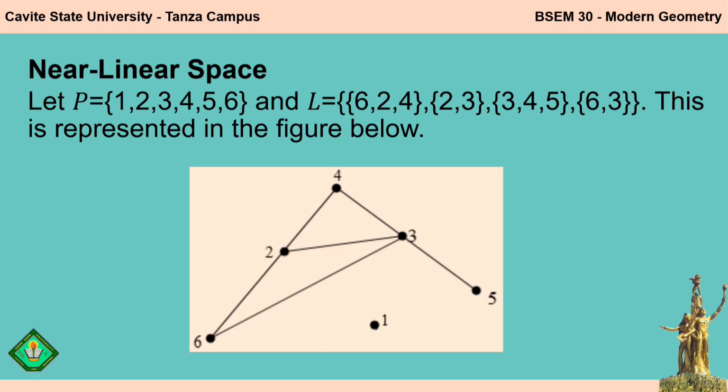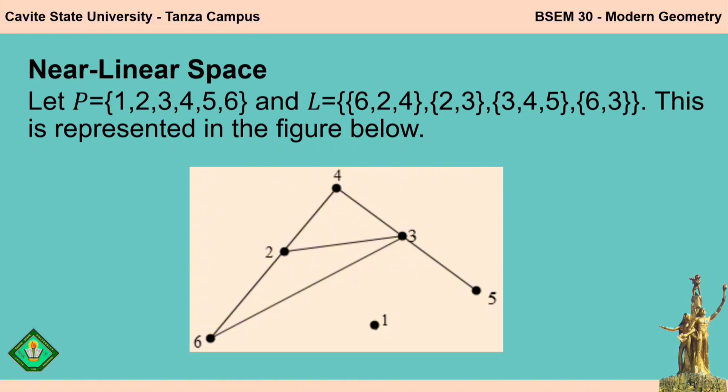Let P be the set of points 1, 2, 3, 4, 5, 6, and L be the set of lines that connect the points 6, 4. This pertains to one particular line. Another line is the line connecting 2, 3. And another line is the line that connects points 3, 4, 5. And another line that connects points 6, 3, as shown in the figure. Notice that the point 1 is not connected by any of the 4 lines.